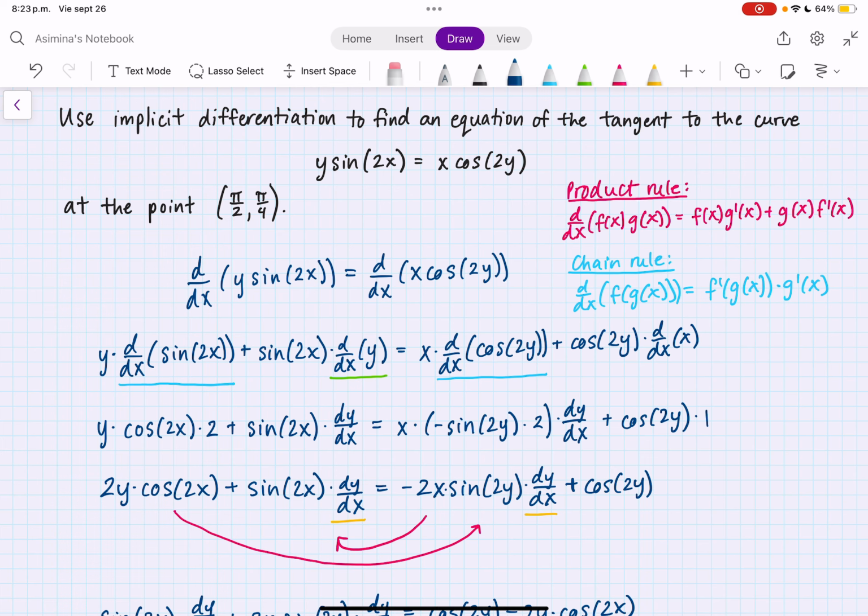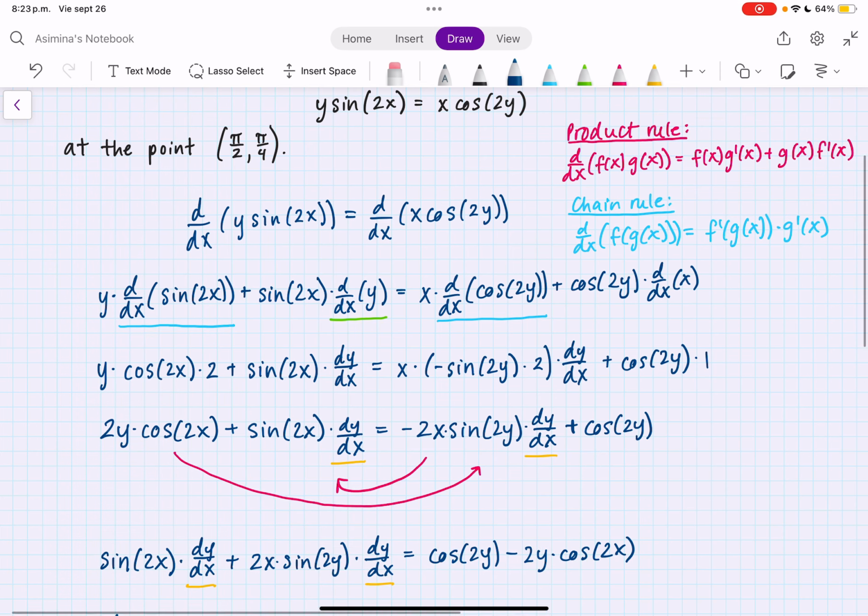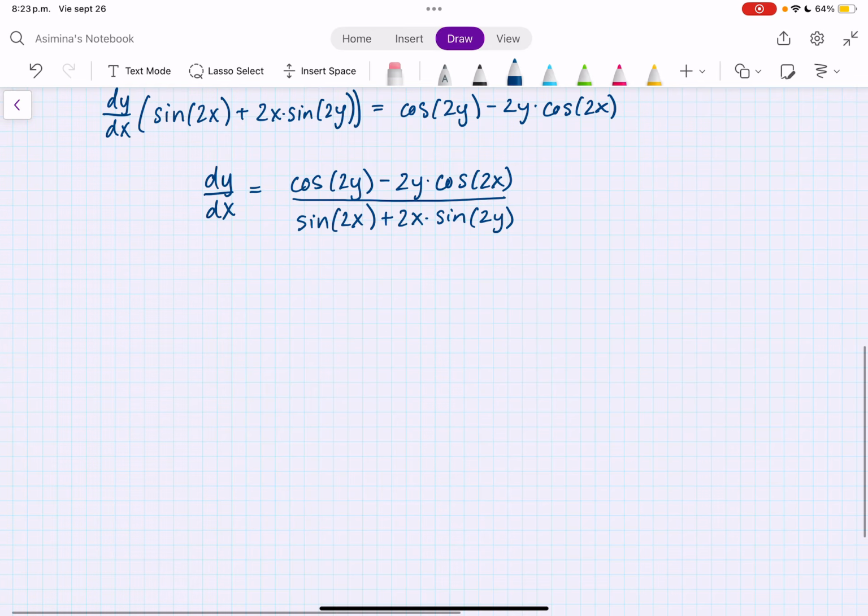What does the derivative tell us? Well, the derivative gives us the slope of the tangent line to the curve. And we want to find an equation of the tangent line to the curve at the point pi over 2, comma pi over 4. So, the first thing we want to do is find what the slope is at that point. We have the derivative, so the next step is to plug in the point. So we want to plug in the point x, y equals pi over 2, pi over 4.